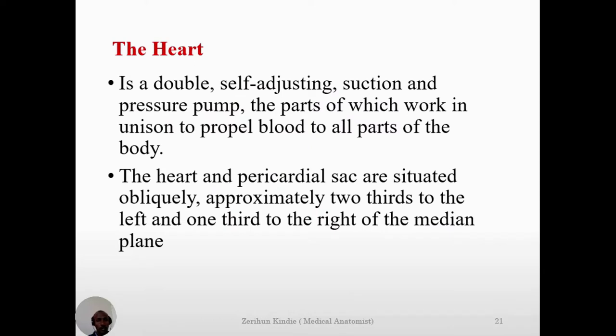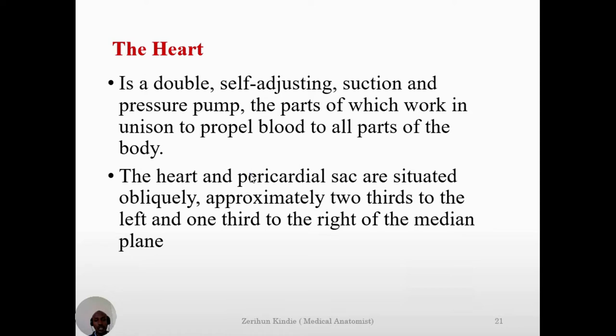So when we see the heart, the heart is a double self-adjusting suction and pressure pump. The power of blood that moves towards the peripheral surfaces comes from the heart. So this is a power that comes from the heart. The pressure of pumping comes from the wall of the heart.